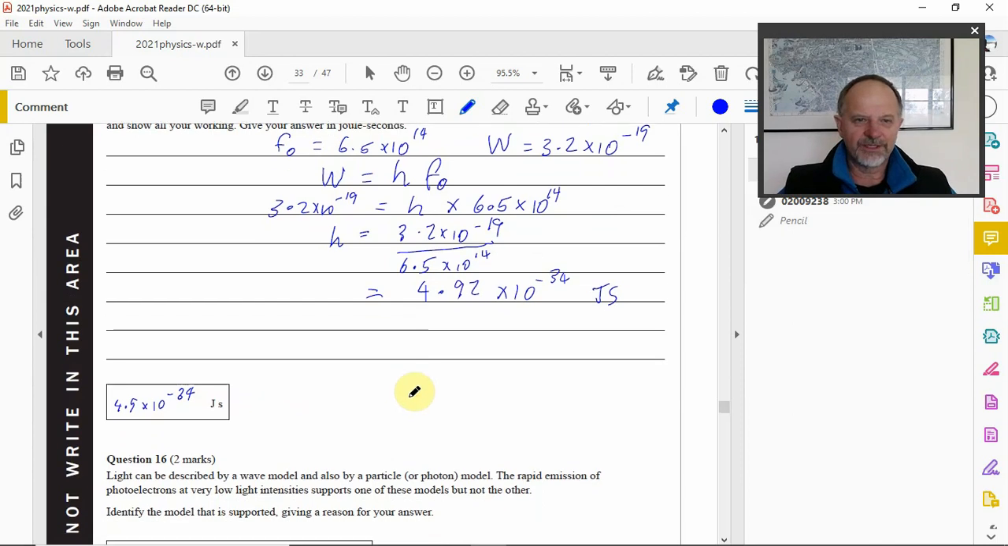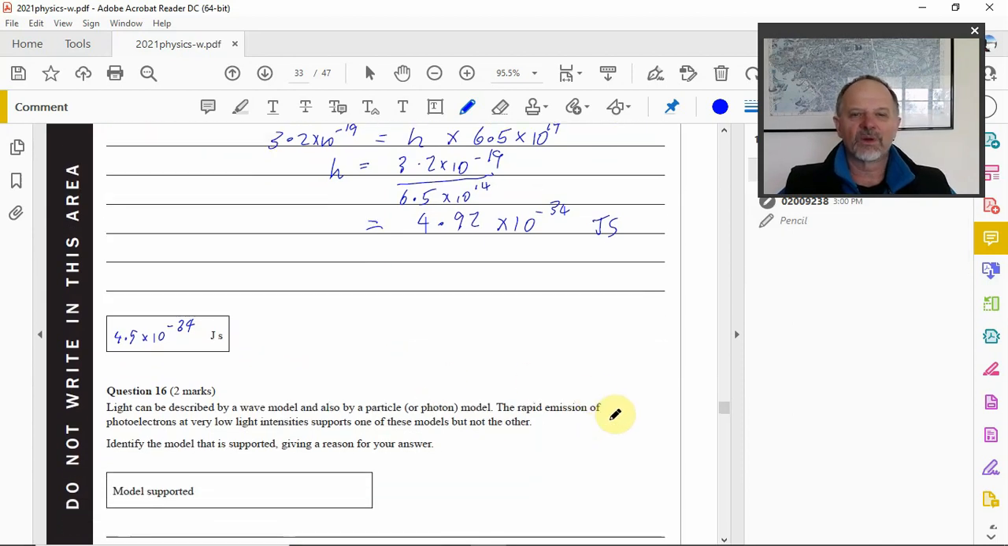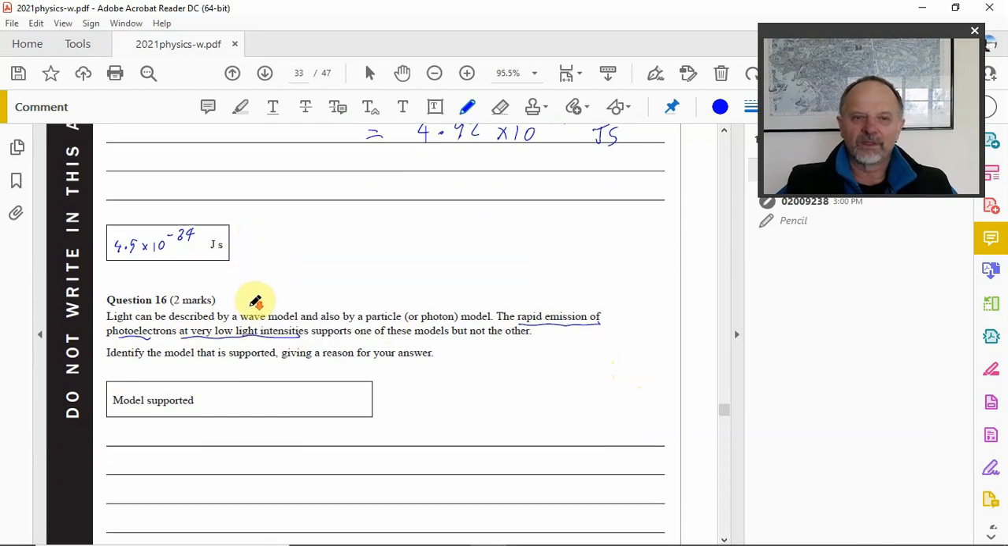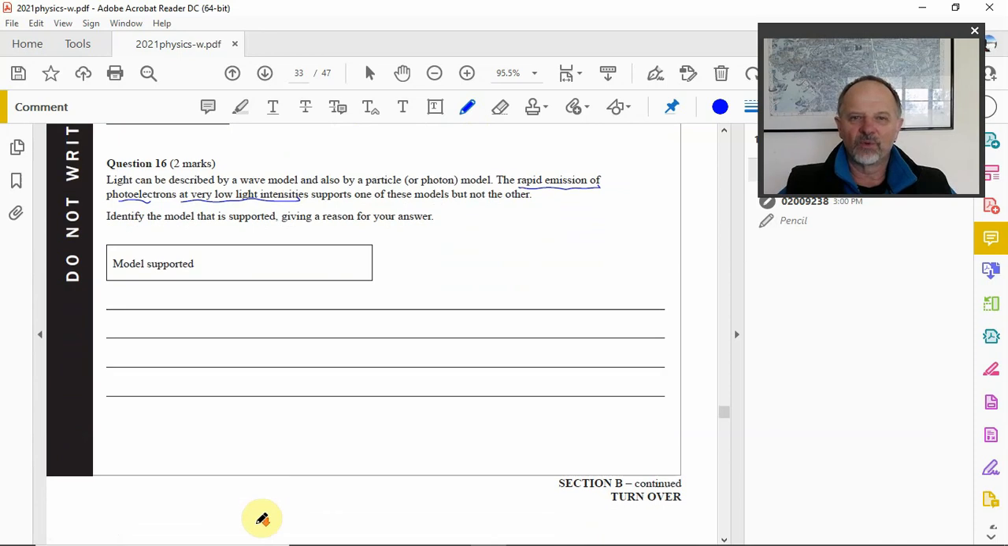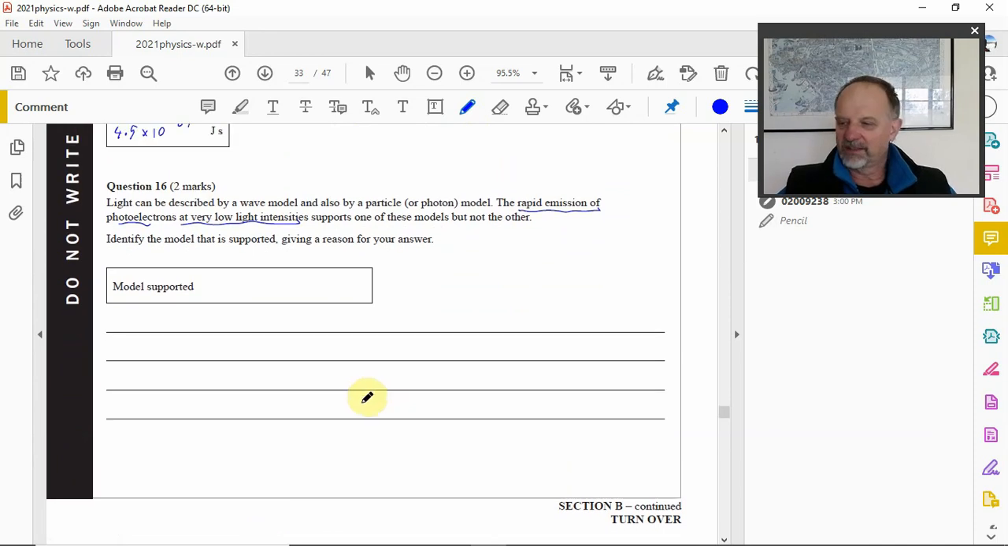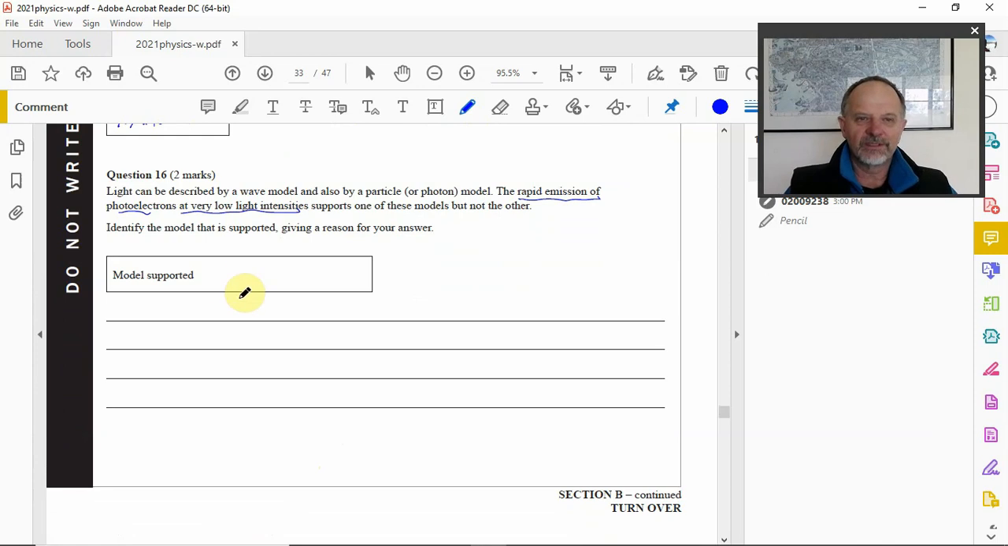All right, question 16. Light can be described by a wave model, also a particle or photon model. The rapid emission of photoelectrons at very low intensity supports one of these models, but not the other. So the key thing we're talking about is rapid emission of photoelectrons at very low light intensity. The question is, which one is it, the wave or the particle model? It's 2 marks, so we've got to give some sort of reason. The model supported is the particle model.